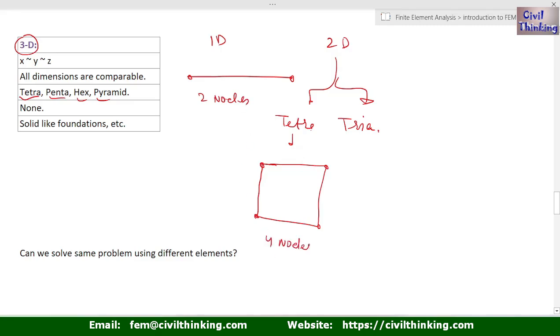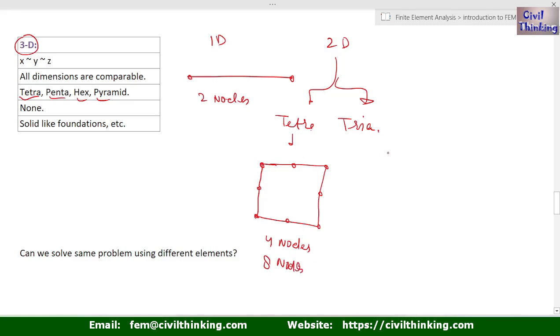Now if we want to further increase the efficiency, we can add one more node in the middle of each side. Then we have a total of how many? 1, 2, 3, 4, 5, 6, 7, 8. Then we get 8 nodes.